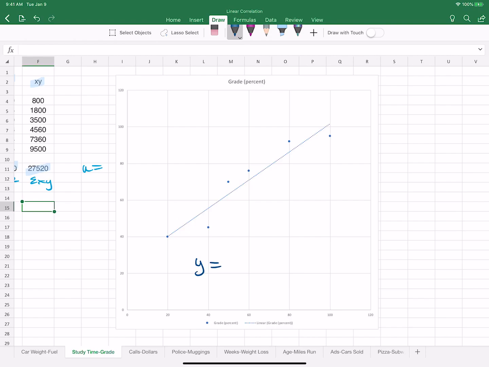What was the slope? Is that 0.768? What's the y-intercept? Was that 24.867? Isn't that weird? I don't know why I remembered it, but I did.